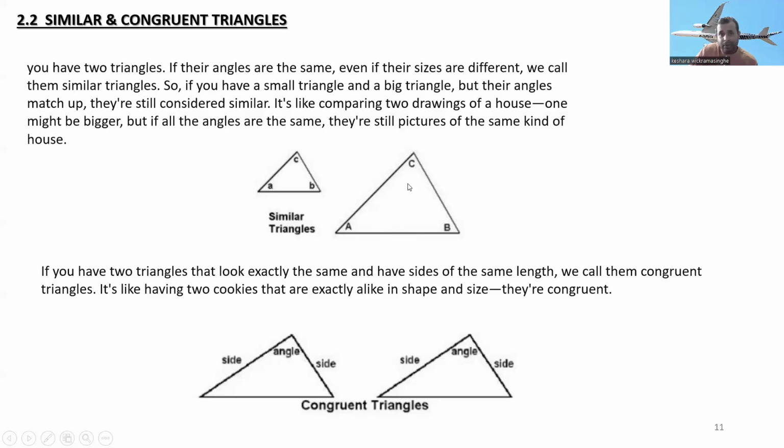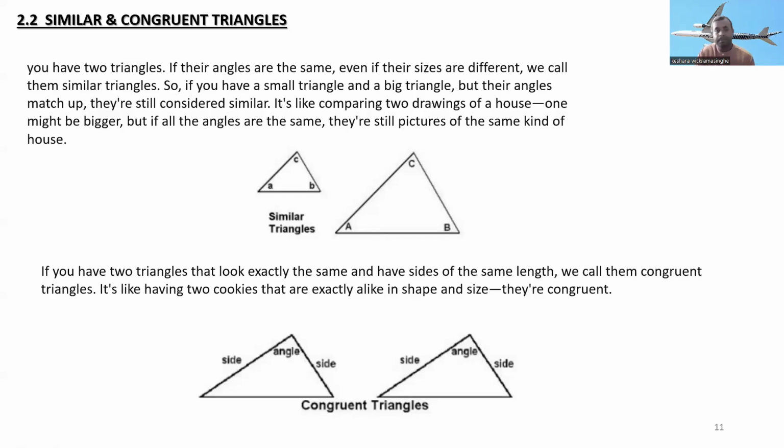Remember, if you have a big triangle and a small triangle but their angles are the same, it means small a equals capital A, small c equals capital C, small b equals capital B, they are still considered similar. It's like comparing two drawings of a house. One might be bigger, but if all the angles are the same, they are still pictures of the same kind of house.